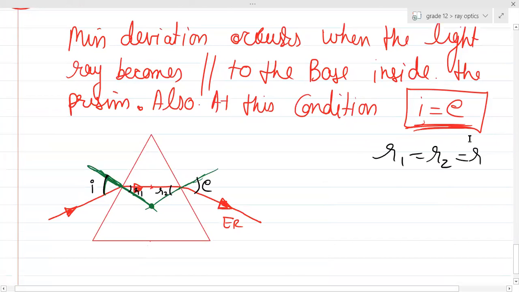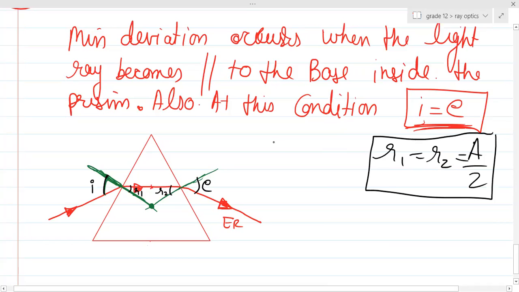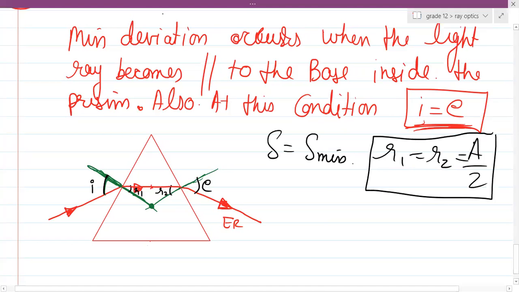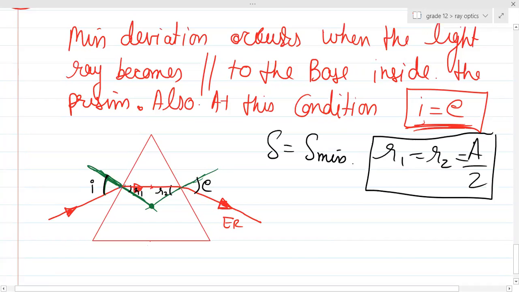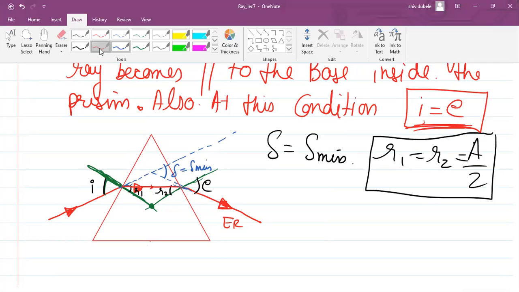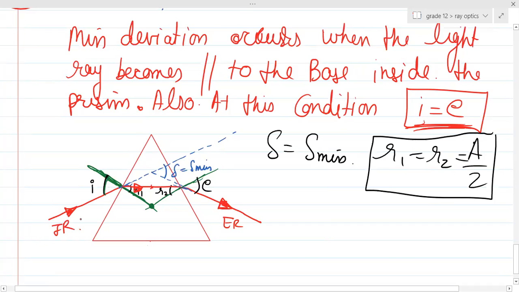So if I can say this, I can write directly over here. When R1 and R2 are equal to A by 2, then delta becomes delta min. So this angle is basically the minimum possible angle when this condition occurs. Is it clear? Guys, is it clear? Yes, sir.